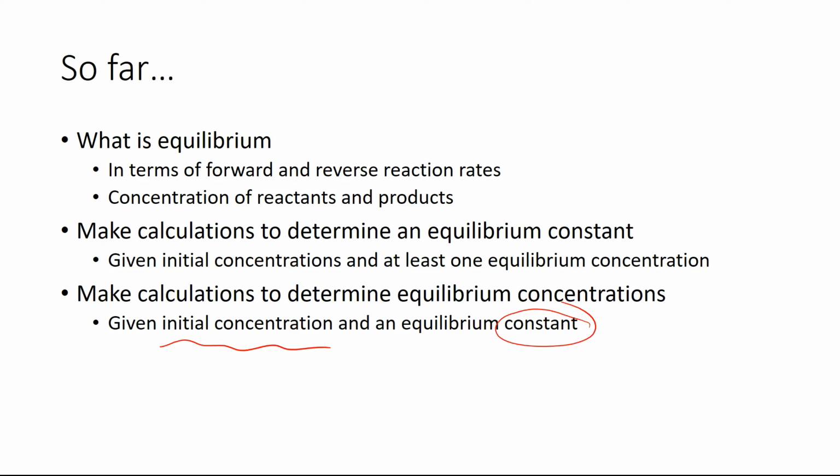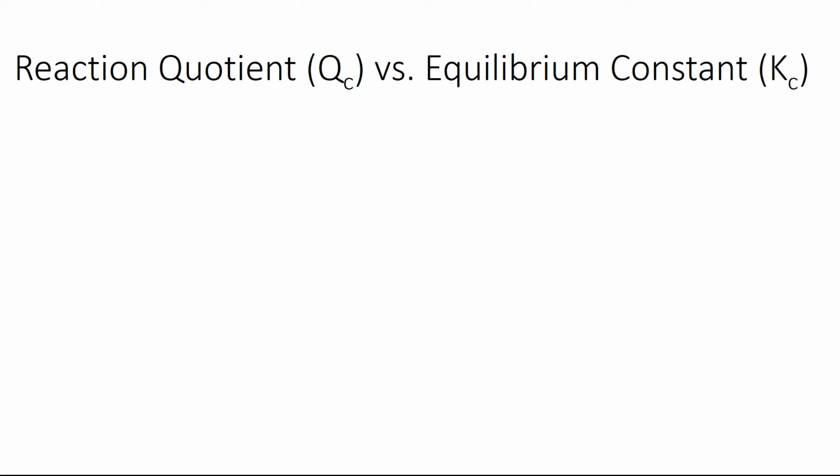So just a quick refresher there. If we're given initial concentrations and at least one equilibrium concentration, we can calculate that equilibrium constant. If we're given the initial concentration and a constant, we can calculate equilibrium concentrations. So you just need to look at what you're given and then work through the steps. But moving into some new stuff, we're going to talk about this new principle we call the reaction quotient. That reaction quotient is a new term for us, and it's related to our equilibrium constant.